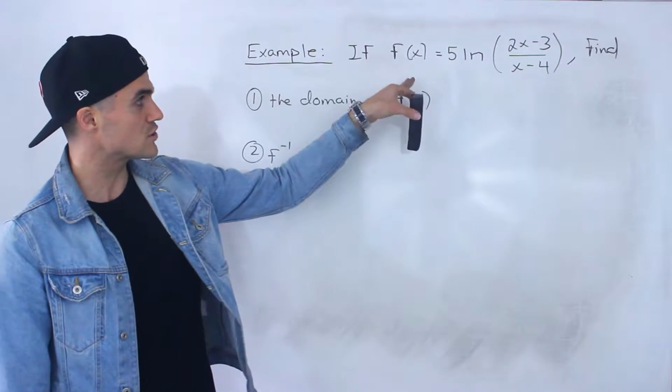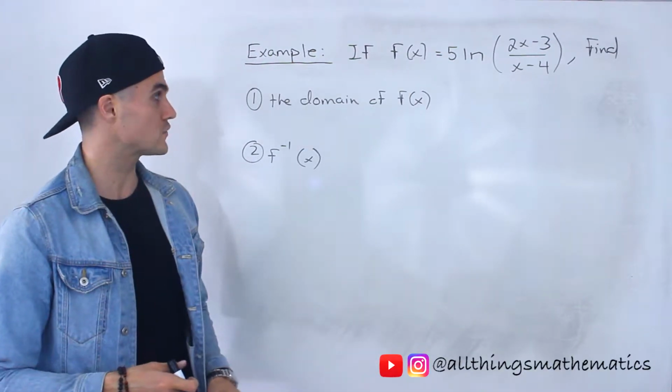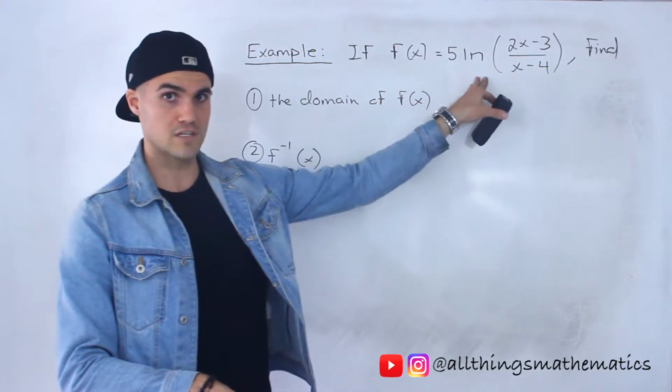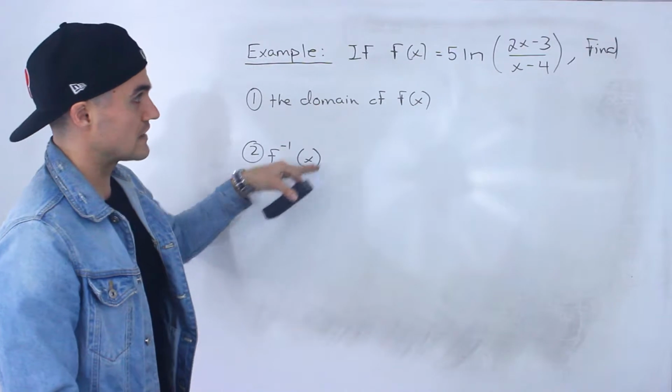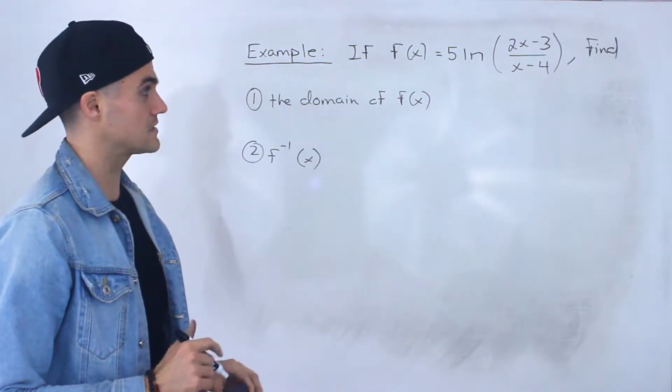So if we're given this function f of x equals ln of (2x minus 3 over x minus 4), we've got to find two things: the domain of this function, and then we have to find the inverse of this function. So this one's going to be kind of intense.